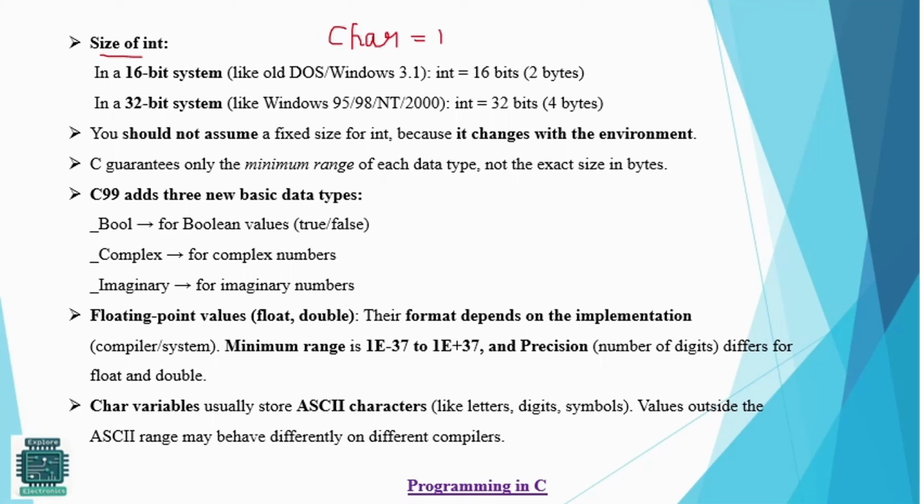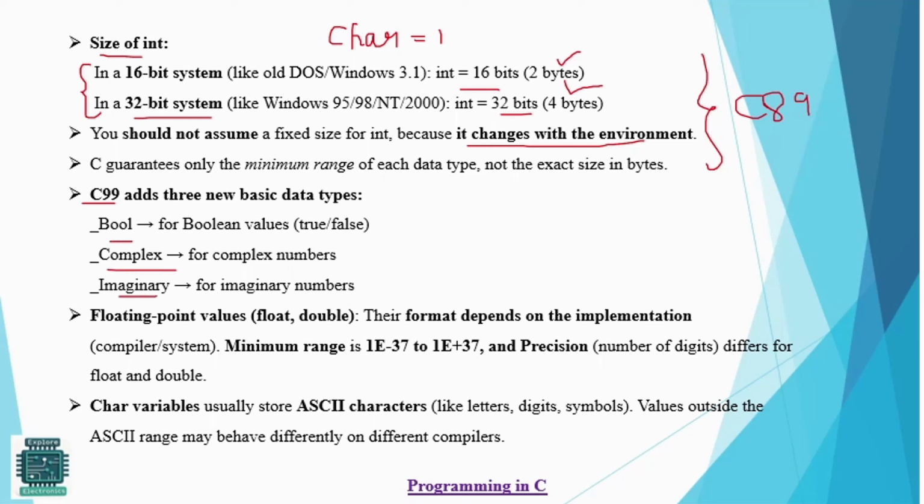When it comes to the size of int, it depends on the system and also on the environment. For a 16-bit system, int is 16 bits, that is nothing but 2 bytes when we tell it in the form of bytes. And for a 32-bit system, int is equal to 32 bits, that is 4 bytes. And this is all about the data types of C89 version. Now let us see the data types that were included in C99 version. They are bool, complex, and imaginary.